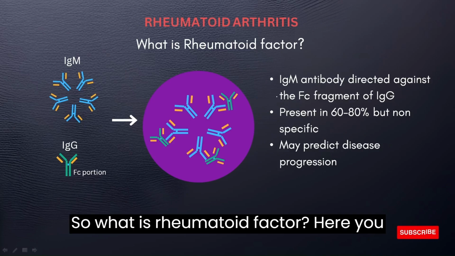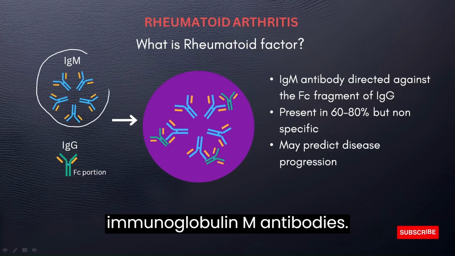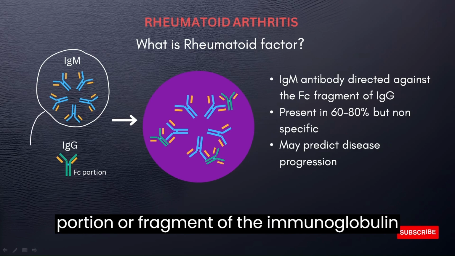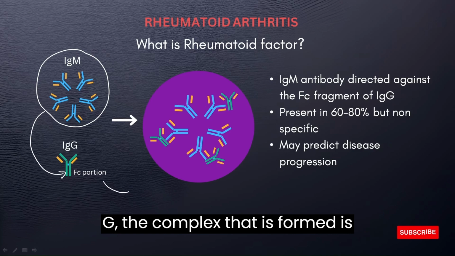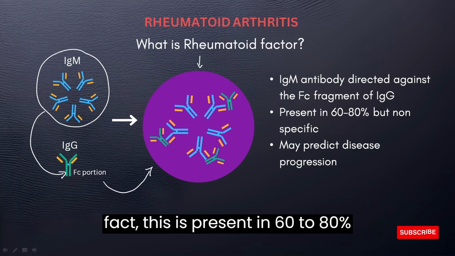So, what is rheumatoid factor? Here you can see the pentameric configuration of immunoglobulin M antibodies. When this is directed against the Fc portion or fragment of the immunoglobulin G, the complex that is formed is what we call rheumatoid factor. In fact, this is present in 60 to 80% of the cases.